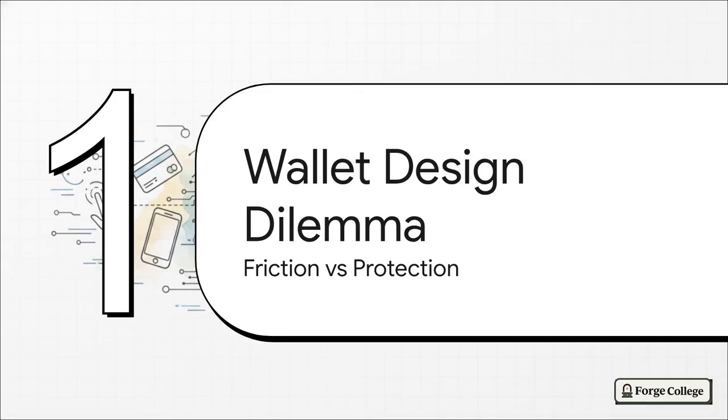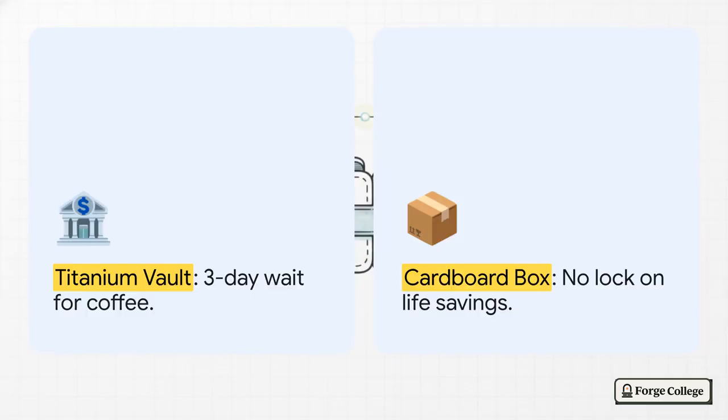It really all comes down to friction versus protection. So every Web3 architect faces this massive elephant in the room. It's this constant tug of war between keeping your users completely safe and, frankly, keeping them sane. We really want to avoid the absurd extremes here. Imagine you build a high-friction titanium vault. It is absolutely perfectly secure.